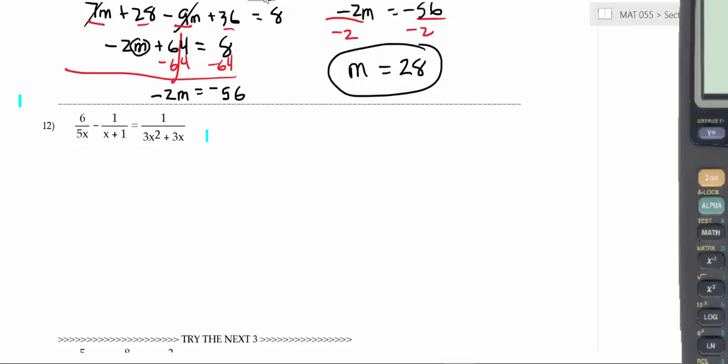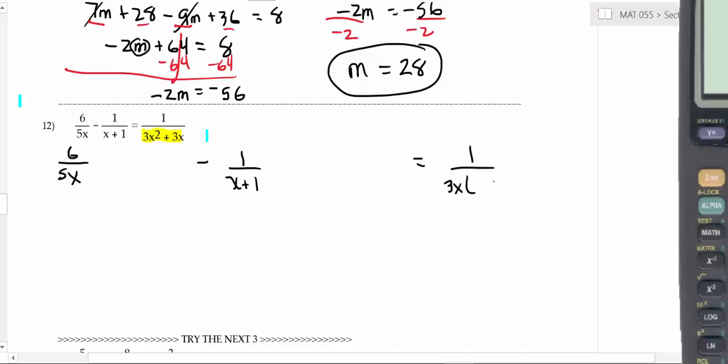Exactly. You got one thing you can factor. Okay, you can't factor 5x, you can't factor x plus 1, but you can factor 3x squared plus 3x. You take a common factor out, and you want to spread your work way out. So we're going to have 6 over 5x minus 1 over x plus 1 is equal to 1 over, now take the 3x out like this.